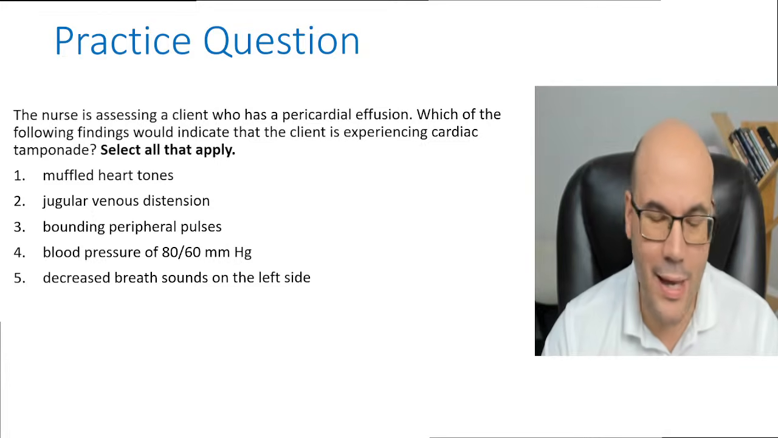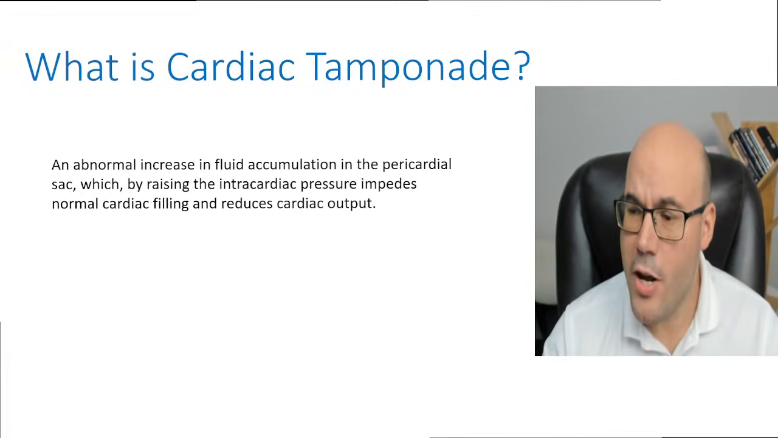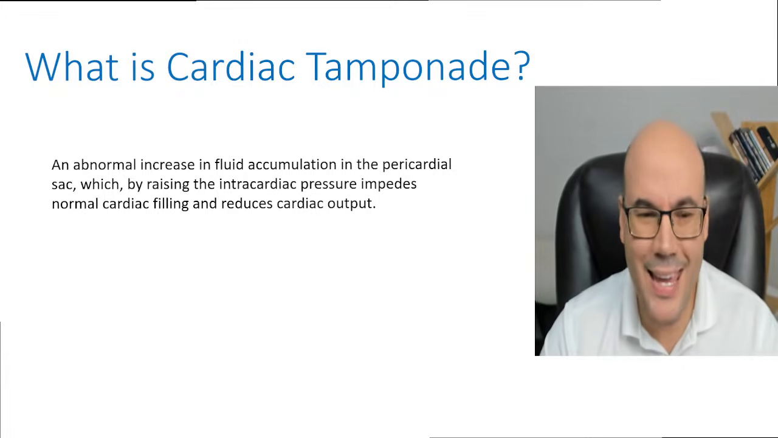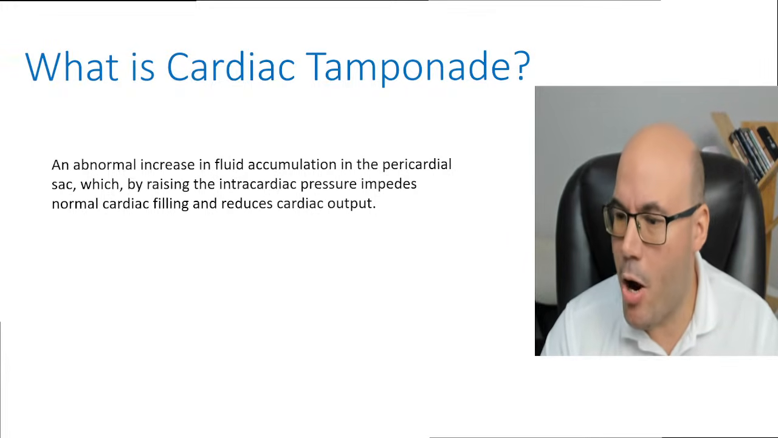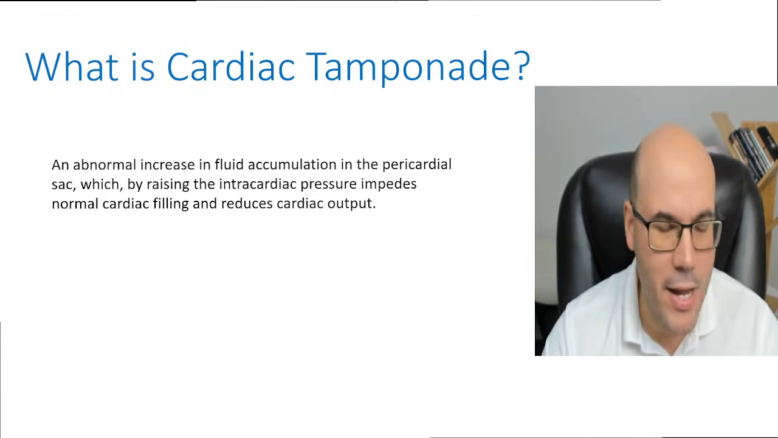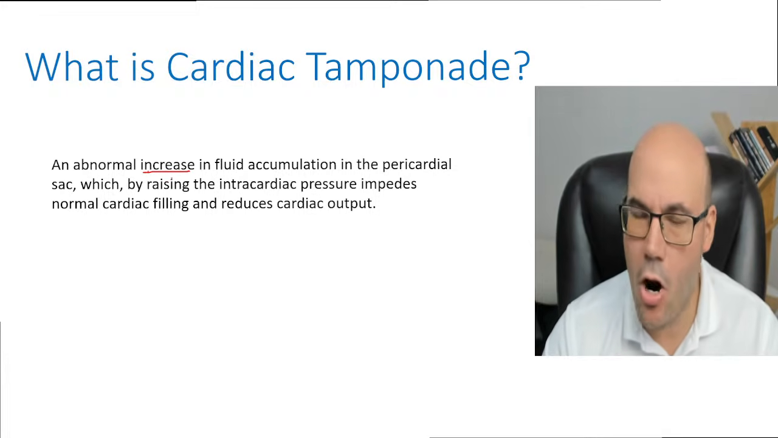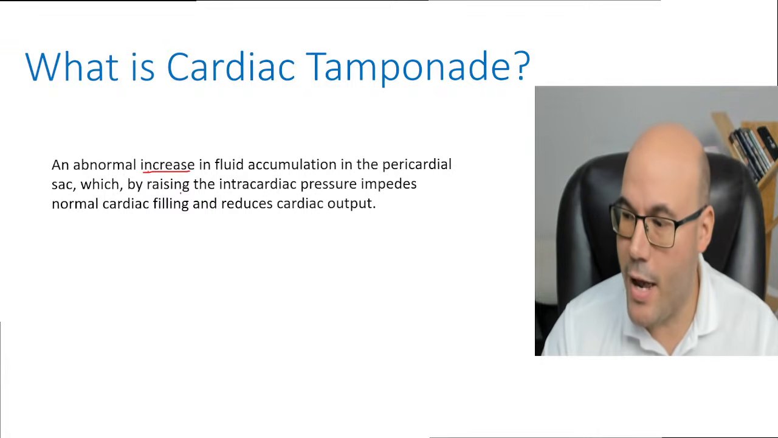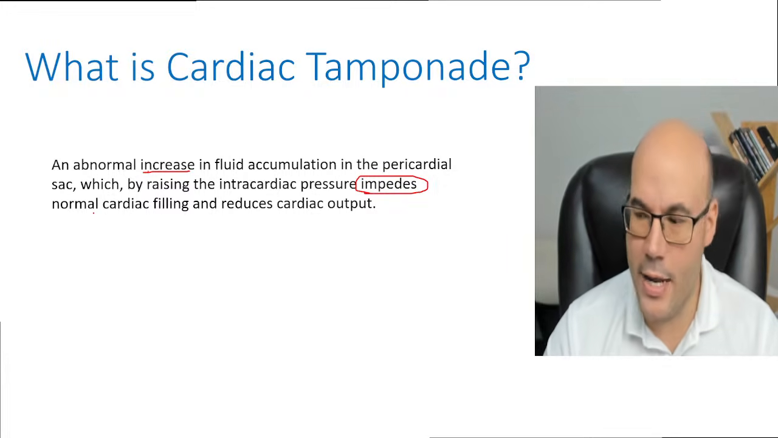Let's begin with what is cardiac tamponade. Cardiac tamponade is an abnormal increase in fluid accumulation in the pericardial sac. So what is cardiac tamponade? It is an increase, keyword, increase in fluid accumulation in the pericardial sac, which by raising the intracardiac pressure impedes, keyword, impedes normal cardiac filling and reduces cardiac output.